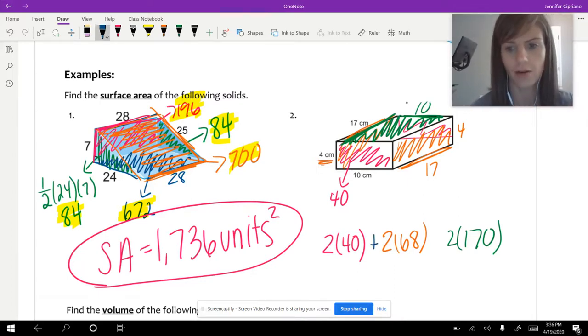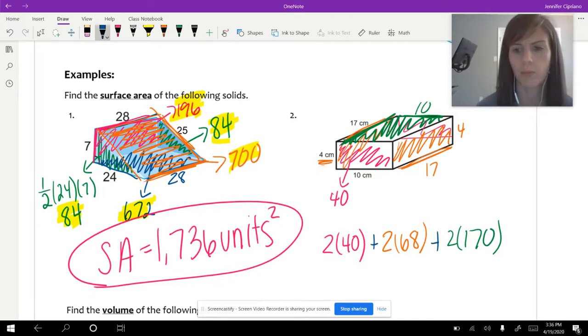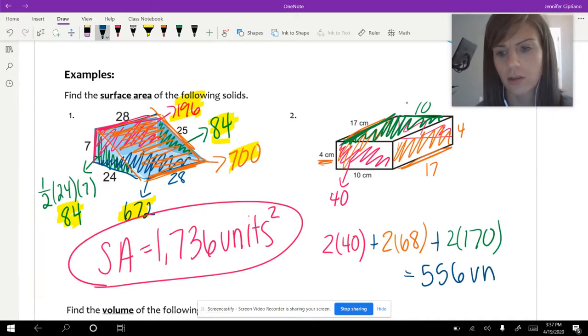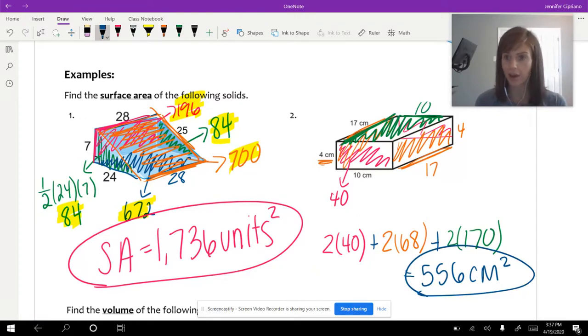And if we add all of those up, we end up with 556 units squared. Oh, sorry, this one has centimeters on it. So we don't have to use the generic. So centimeters squared. So we're just finding the area of all of the pieces of the rectangular prism and adding them together.